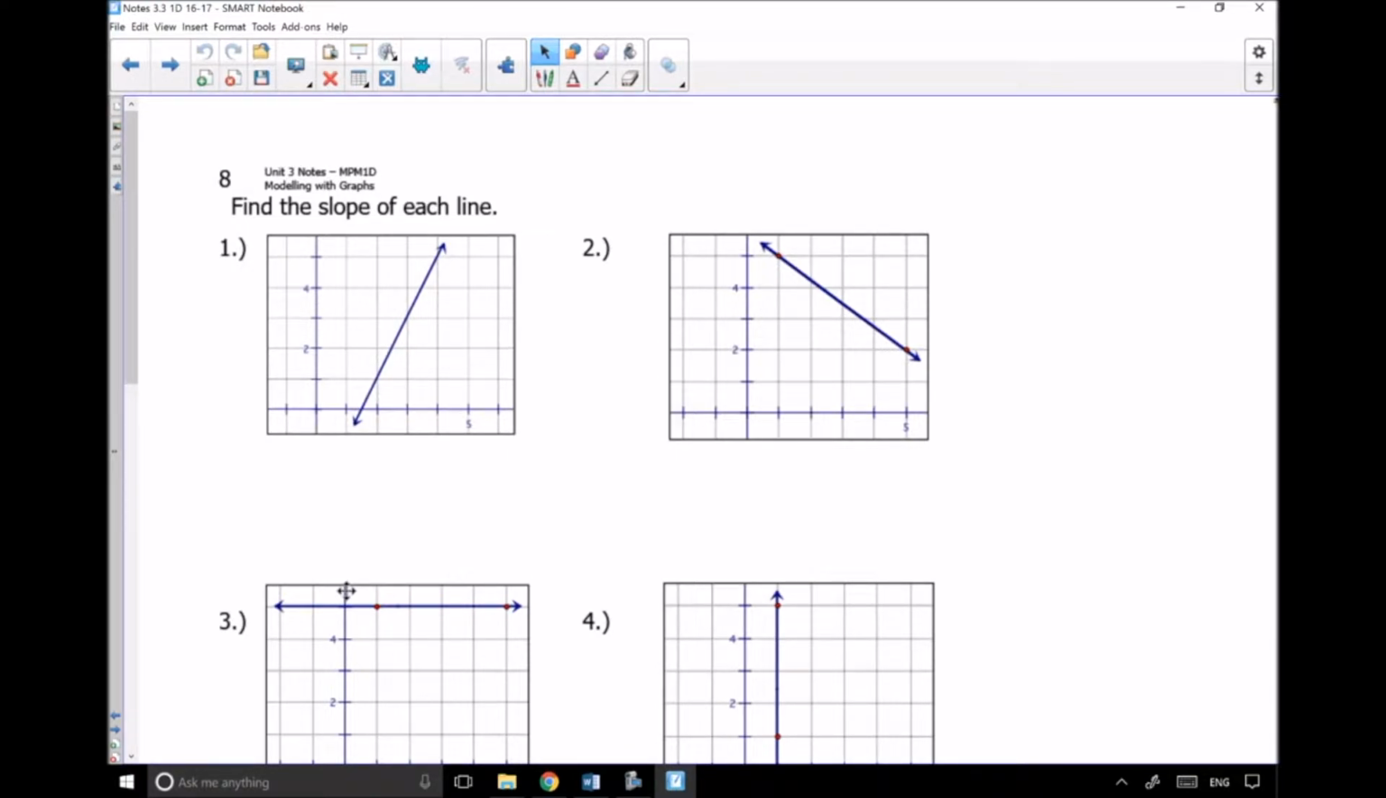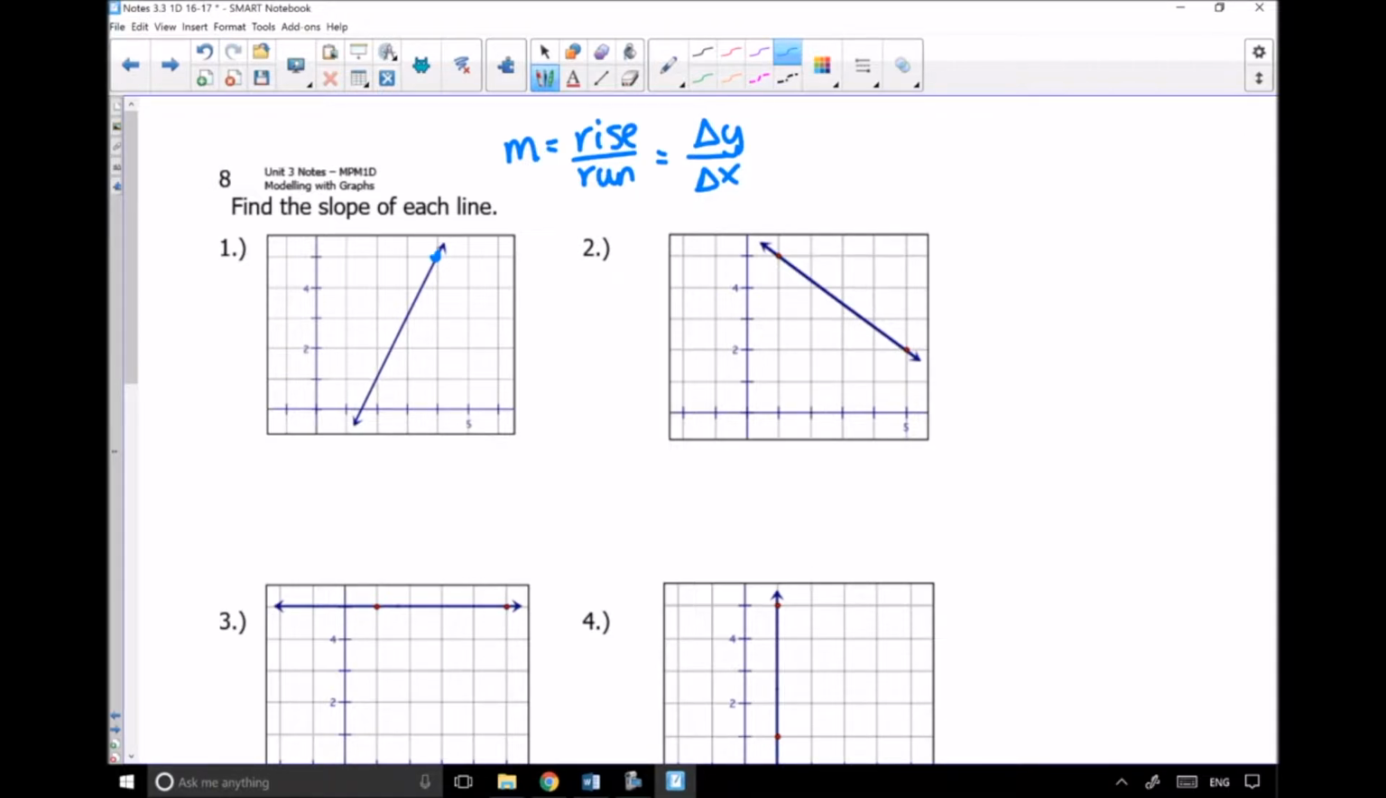It asks us to find the slope of each line. So if you remember in class, we learned a bunch of different ways to find the slope. When we have a graph, the best way to do this is by doing rise over run. And remember, the letter for slope is m. So we can either do rise over run, or we could do change in y over change in x. Those are interchangeable. They're saying the same exact thing, okay?